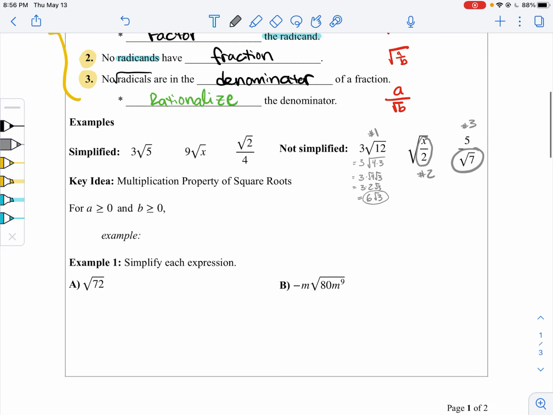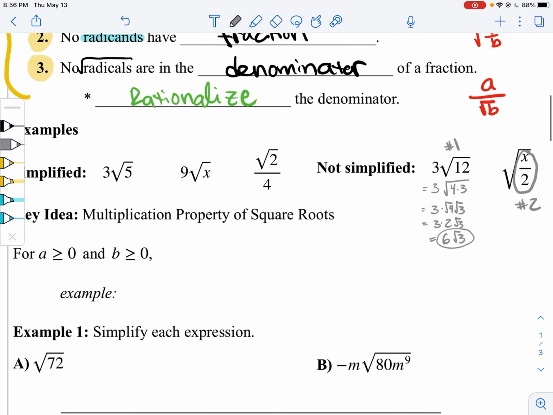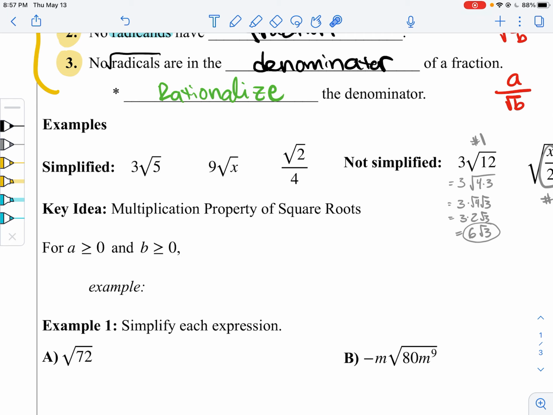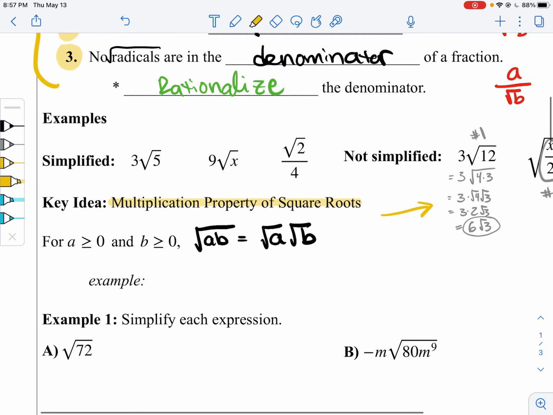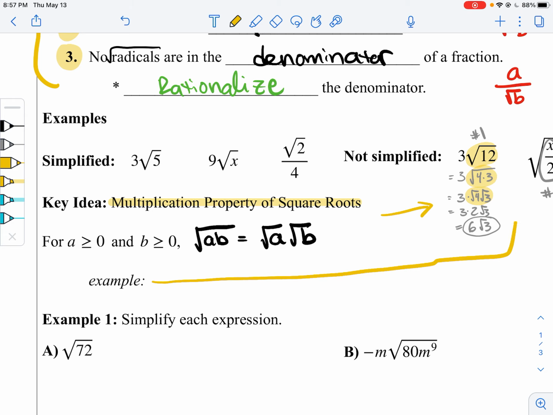Yuck. In order to simplify, I already used what's called the multiplication property of square roots. I used that right here when I said, you know what? I have the square root of two numbers multiplied together. That's the same thing as their square roots multiplied together. So that's super duper. Our example is right here. The square root of 12 is equal to the square root of 4 times 3, which is equal to the square root of 4 times the square root of 3.